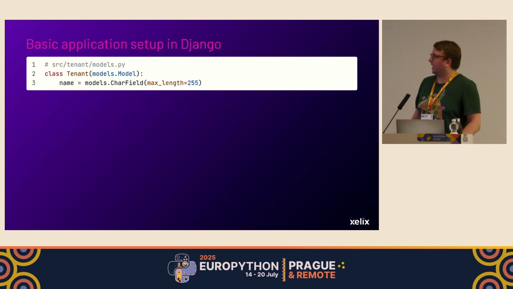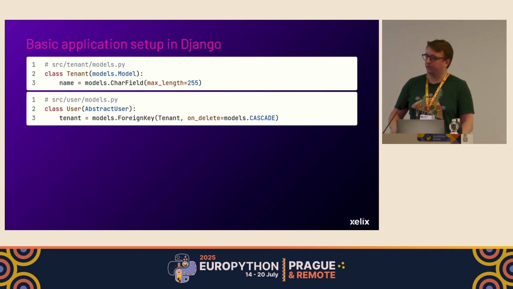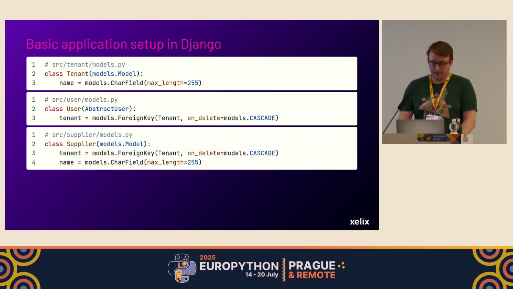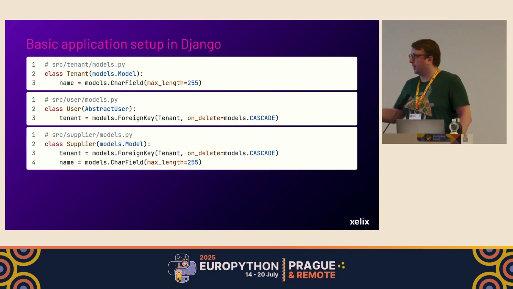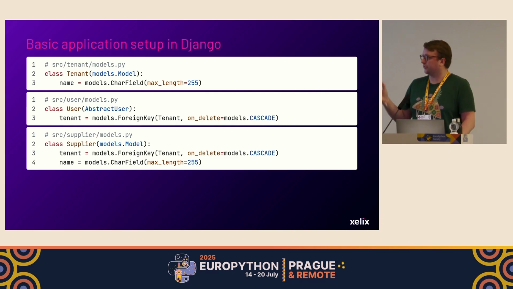So in this very basic application, we have a tenant model. This is the list of our users. Obviously, we've got users, so we've got a foreign key to the tenant. So we know which user belongs to which customer. And then we've got the supplier model. A supplier model just has some name, but it's most importantly linked to a specific tenant, because we want to show just specific suppliers to a specific tenant.